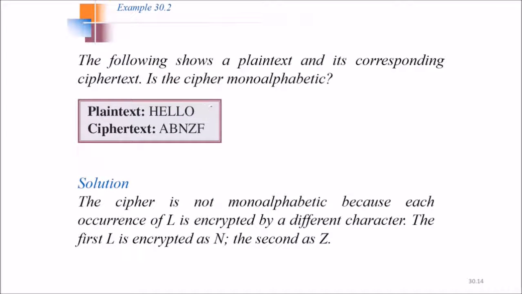In this case, we again have a plain text and a cipher text. How can you tell whether the substitution is monoalphabetic or polyalphabetic? We can easily find out from the two L's. One L is replaced by N and the other is replaced by Z. So this is not monoalphabetic, because each occurrence of L is encrypted by a different character. The first L by N and the later by Z.